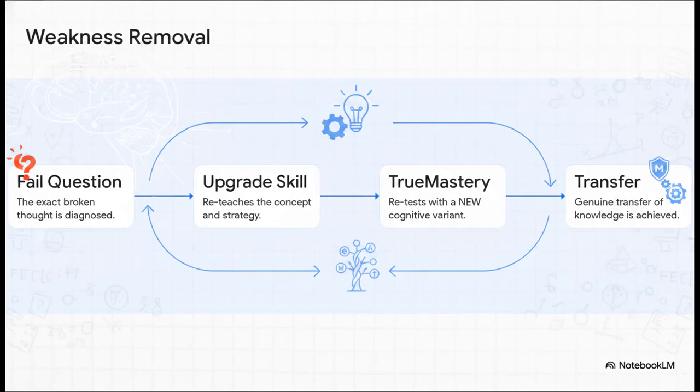This perfectly illustrates the platform's closed-loop weakness removal. It goes like this. The moment you fail a question, the upgrade skill feature kicks in to immediately reteach the concept and strategy. Then the True Mastery engine retests you, but with a totally new cognitive variant. That means it's a completely different question shape that tests the exact same underlying skill. You either prove a genuine transfer of knowledge, or that loop just keeps continuing until the weakness is completely eradicated.